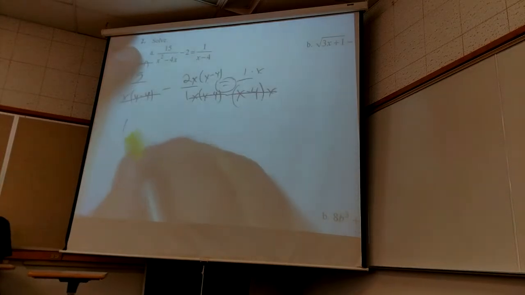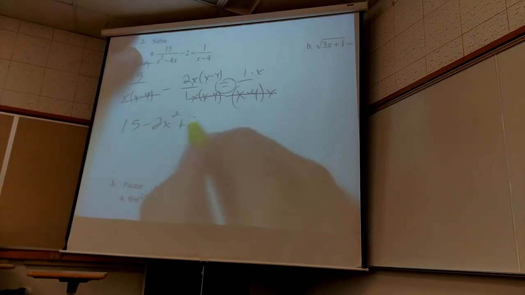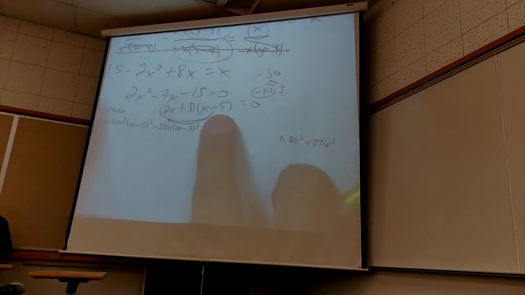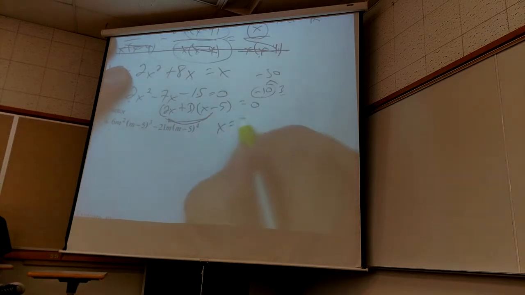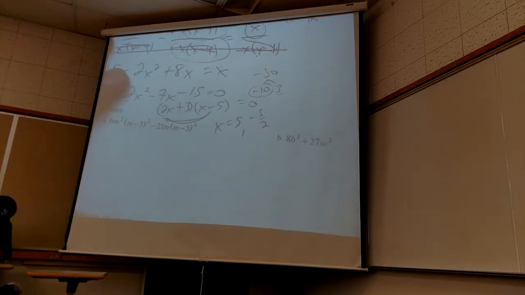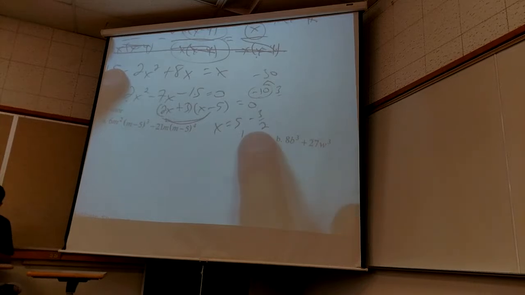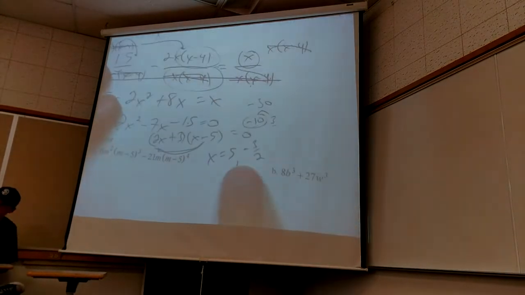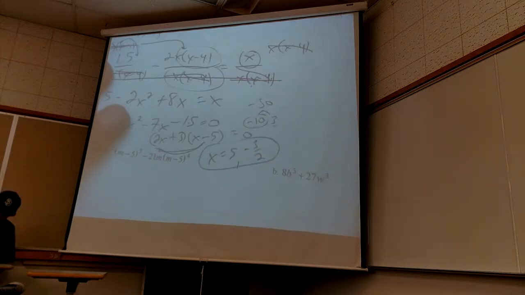Okay, so then we end up with 15 minus 2x squared plus 8x equals x, and then it goes from there. And what answers do I get? Did I get 5? Minus 3x. Careful. And are either one of those something that makes the original problem freak out? No. I didn't get 0 or 4, so they're at least both good that way.